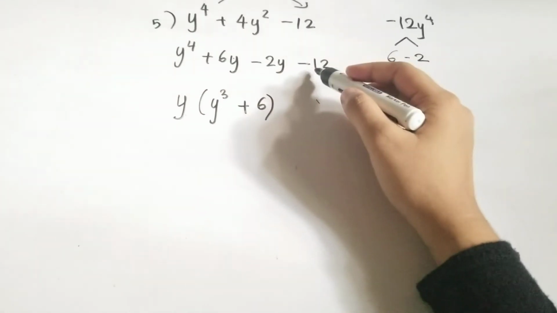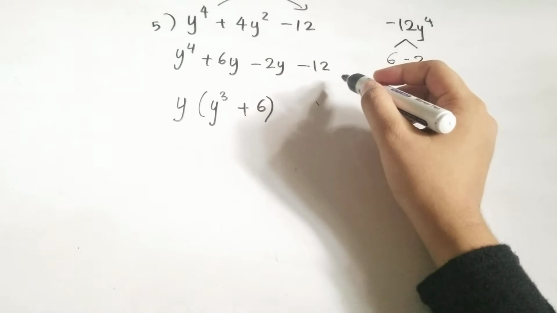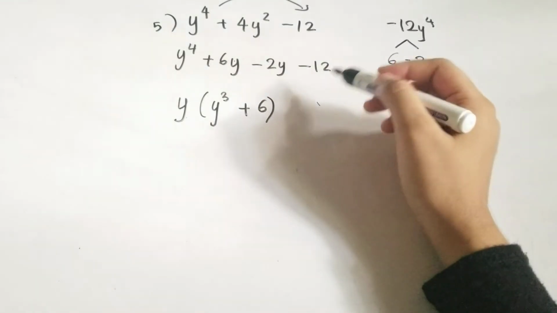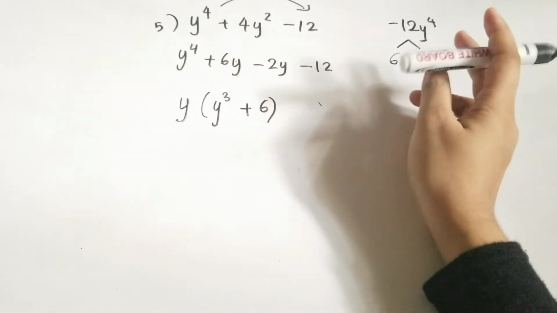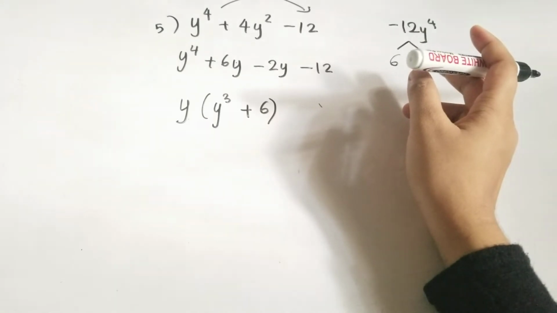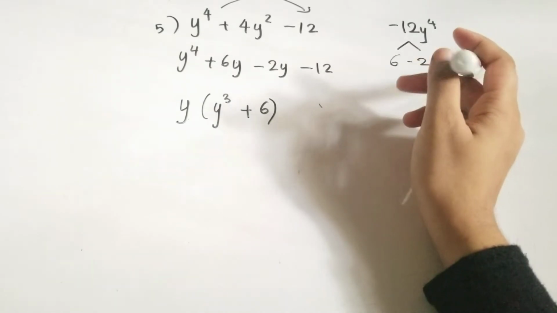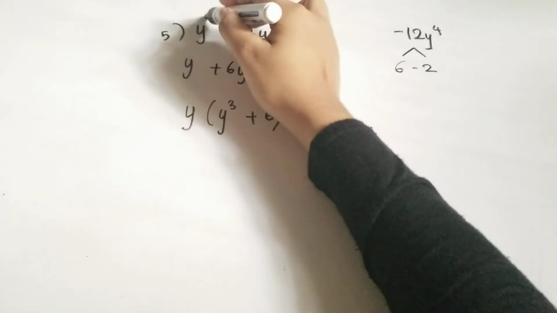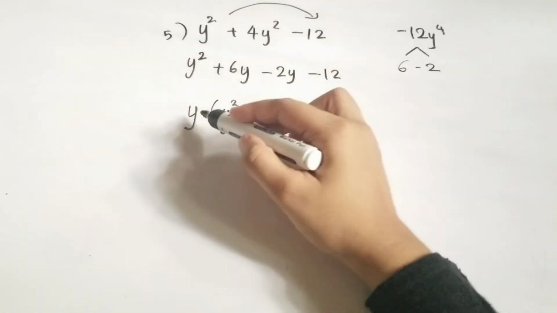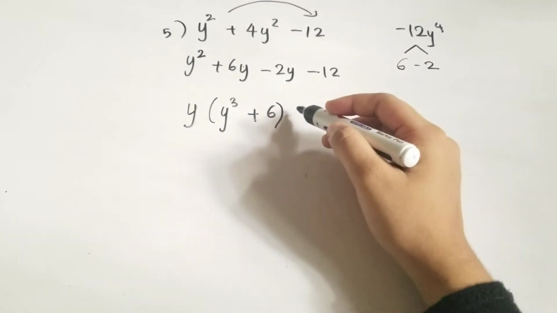So here we can't write y to the power 3. Right, it's not possible to write y to the power 3. Yeah, this is wrong. This is a wrong question. Actually, it should be y to the power 2. It's a printing mistake, because if you write y to the power 4, you can't get the same factors here as well.